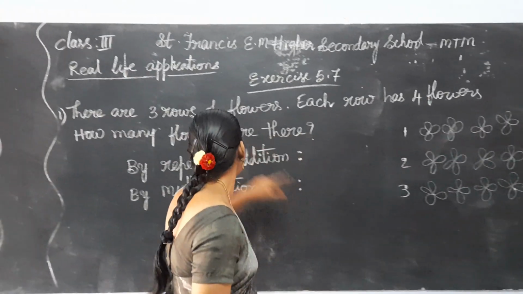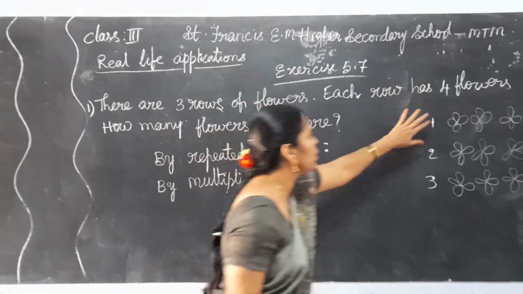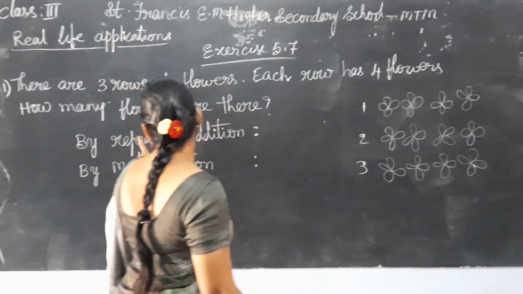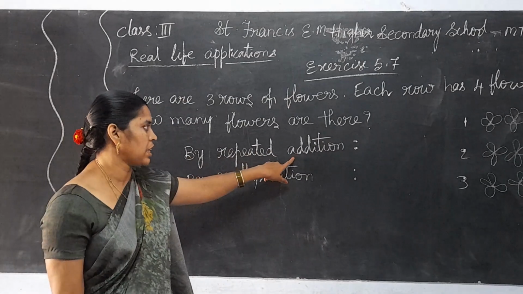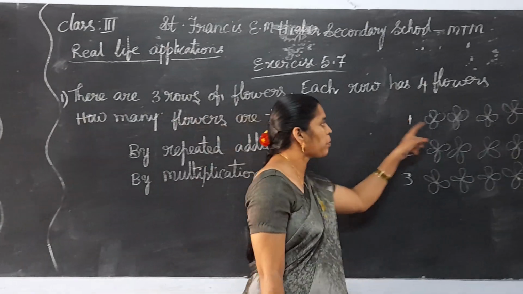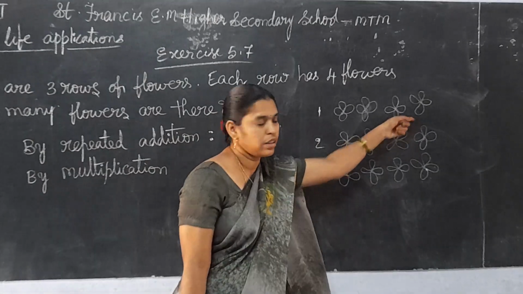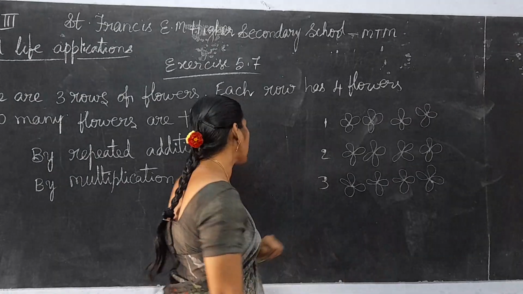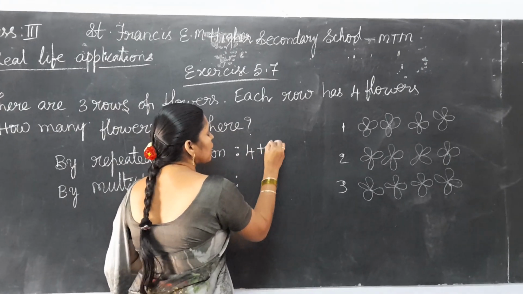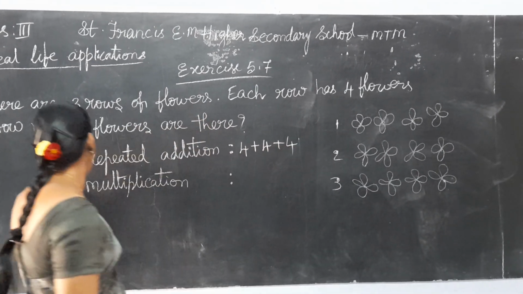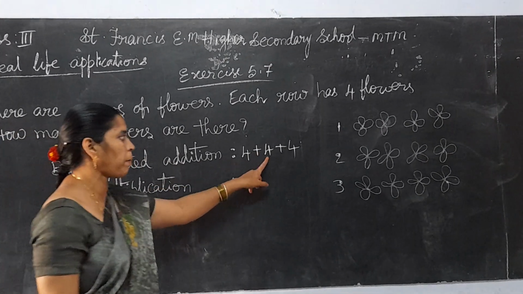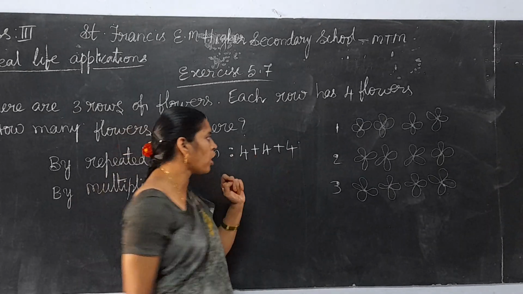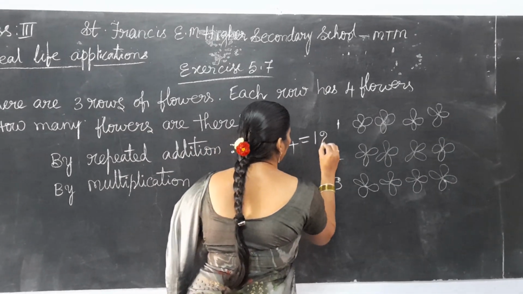See, there are 3 rows. 1, 2, 3 rows. Each row has 4 flowers. 1, 2, 3, 4. So here, by repeated addition means what number is repeating here? See how many flowers here? 4. Here 4. Here 4. So what number is repeating? 4 is repeating. How many times? 3 times, right? That is called repeated addition. 4 plus 4 plus 4. 4 plus 4, 8. 8 plus 4, 12. That is equal to 12.